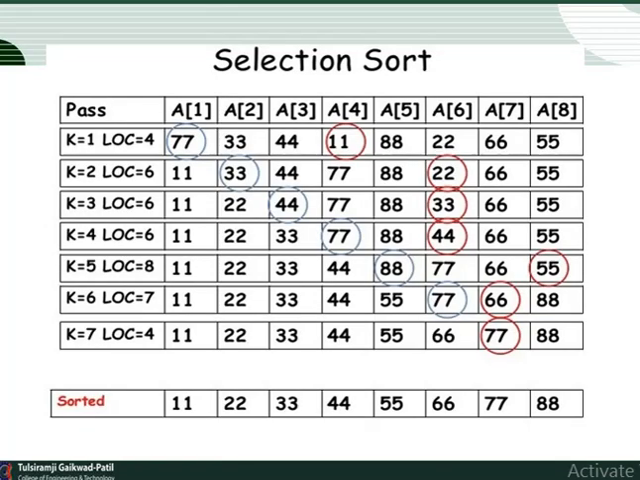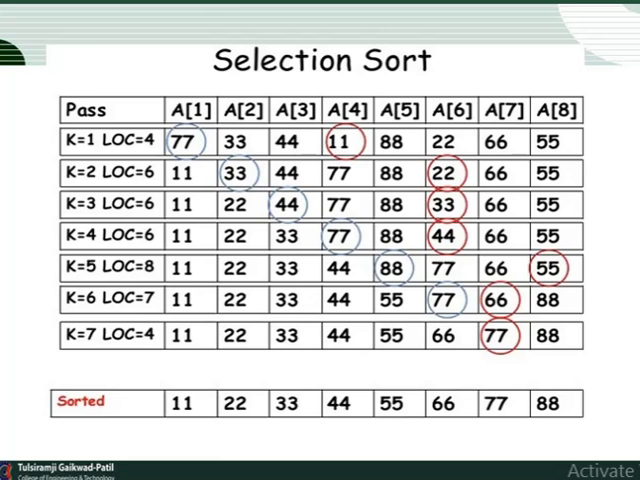Look at the example where A1, 2, 3, 4, 5, 6, 7, 8 are the elements, with K at the first position as well as the fourth position. The given elements are 77, 33, 44, 11, 88, 22, 66 and 55. In that given list, there are 8 different elements, and the smallest element among them is 11.